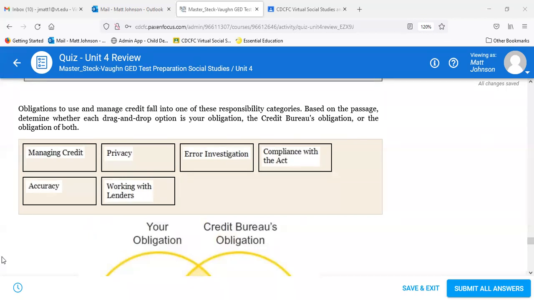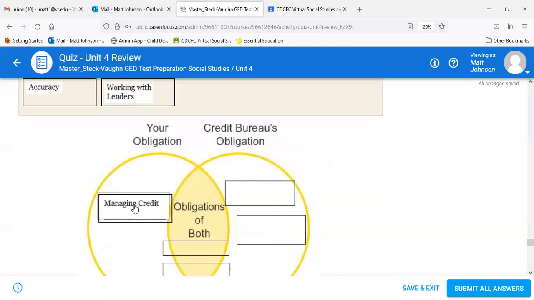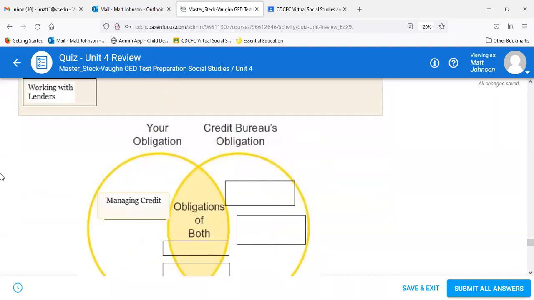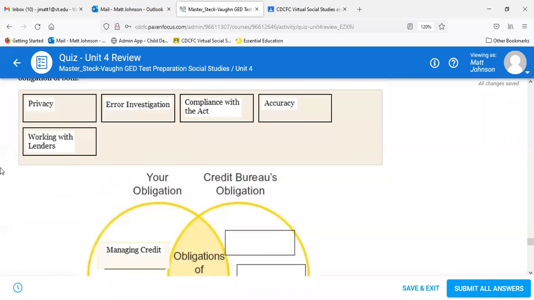Complying with the act. So it's managing our credit. Managing, one thing, right? So just simply, we need to take care of our credit. We need to make sure that we're maintaining our payments and trying to keep that in good standing. Let's look at the credit bureau, right? Process of elimination. That'll get us on to those things that are both.